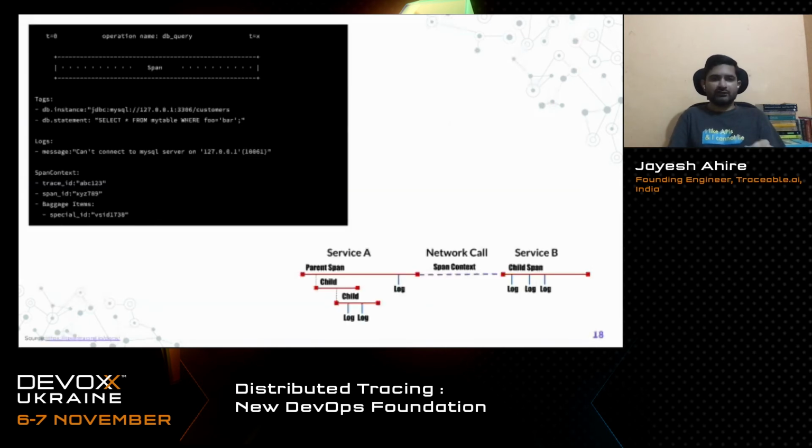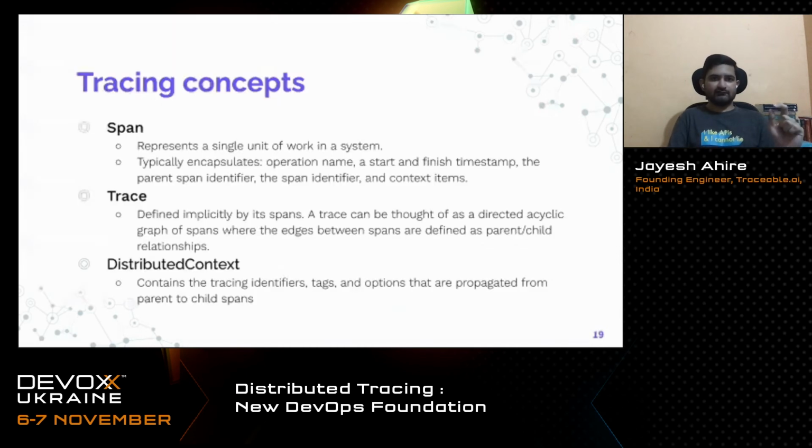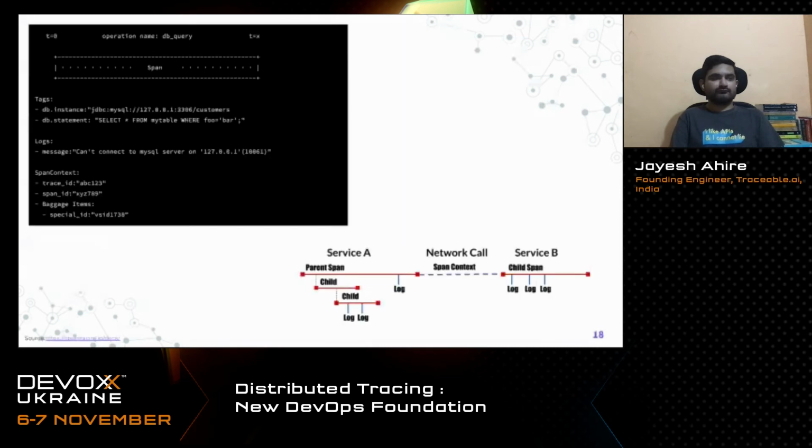So let's just focus a little bit on terminologies here, and then we'll jump to the demo for sure. A span is a primary component of a trace. A span represents an individual unit of work in a distributed system. Spans usually have a start time and an end time. The first span in the request is called the root span, and all the subsequent spans are called child spans. So here you can see that.